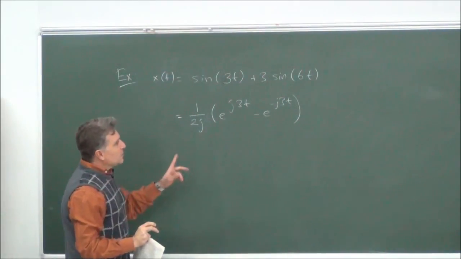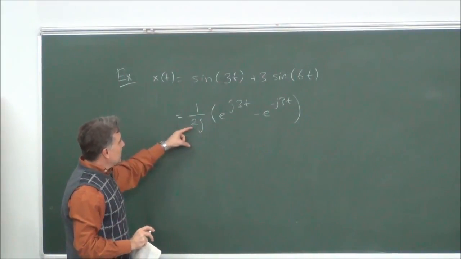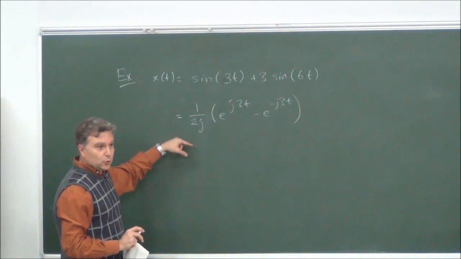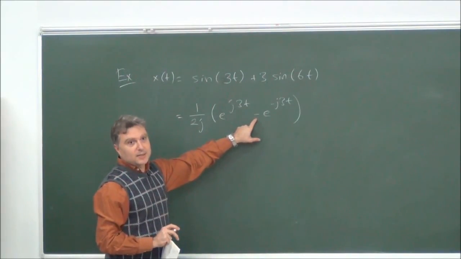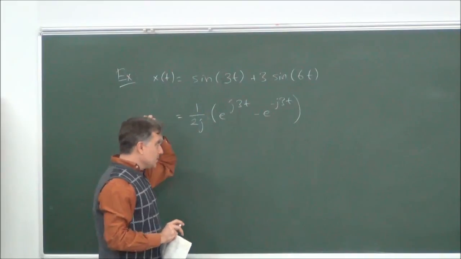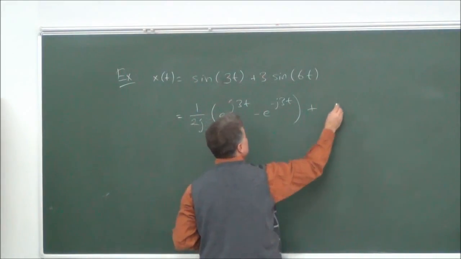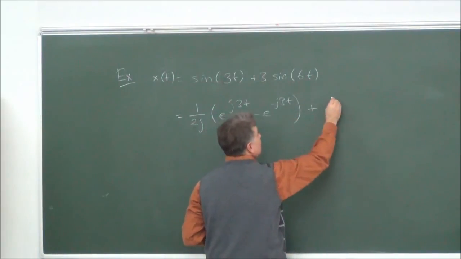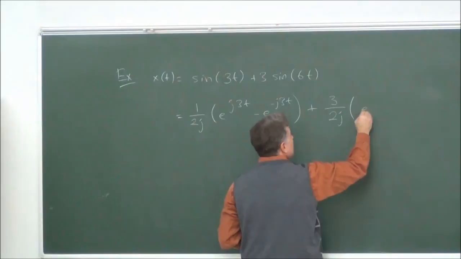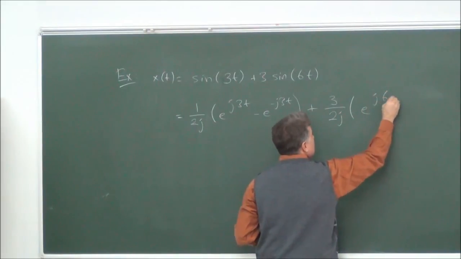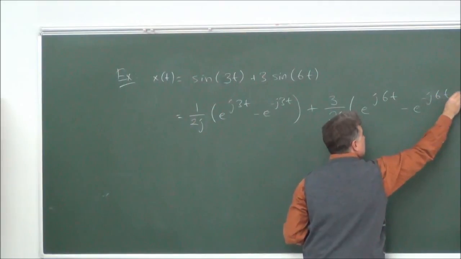So what is the difference between the cosine version and the sine version? In the sine version, this becomes 1 over 2j instead of 1 over 2. And instead of a plus sign in between, this becomes a negative sign. So that is the difference. Plus, there's a 3, so 3 over 2j I will write. E to the j6t minus e to the minus j6t.